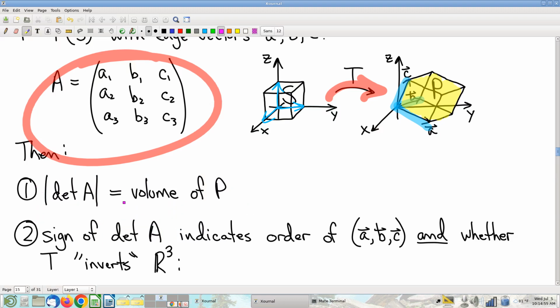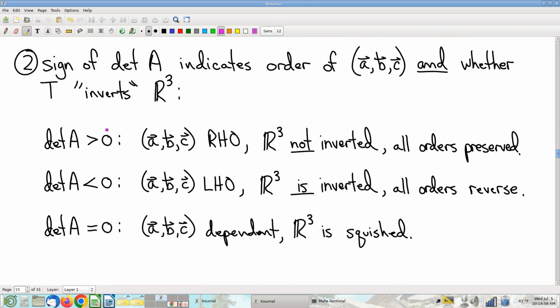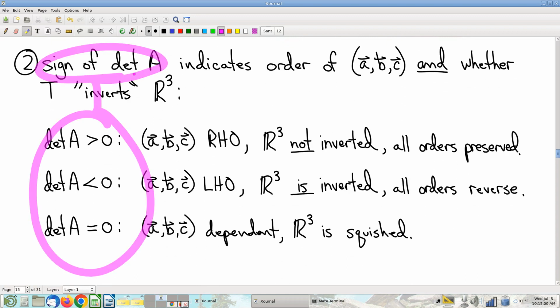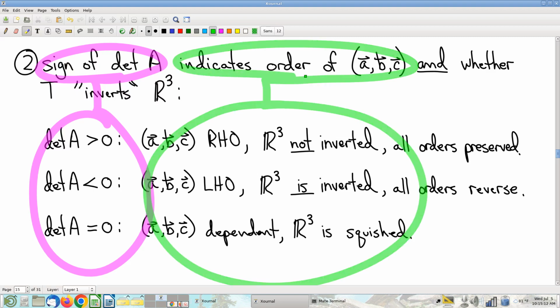And again, totally analogously, the sign of the determinant, this algebraic aspect of this algebraically defined thing, tells you this intrinsically geometric information about right-handed versus left-handed. That's all geometry, right? And whether there's a mirroring, inverting in the linear transformation or not, also very geometric. So totally analogous to the two-dimensional theorem.